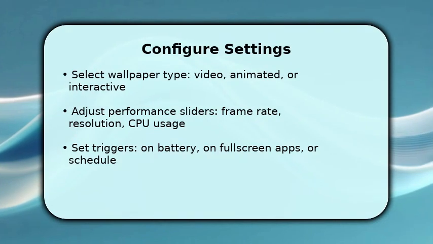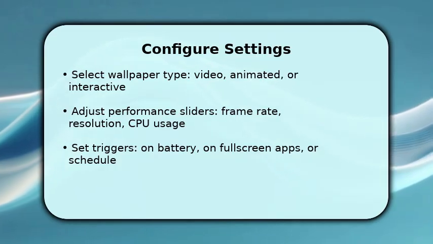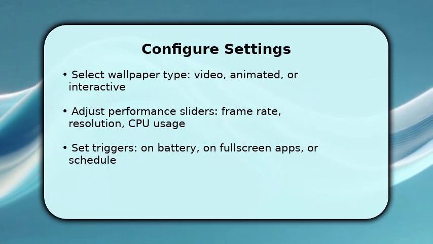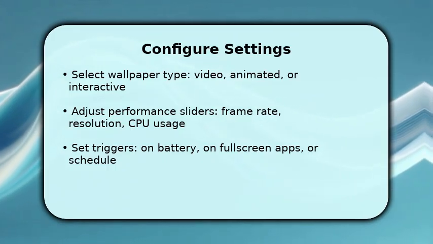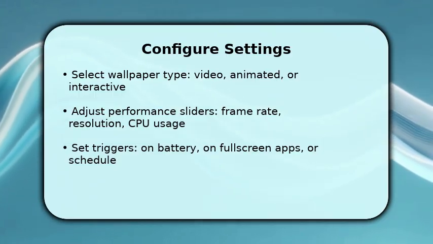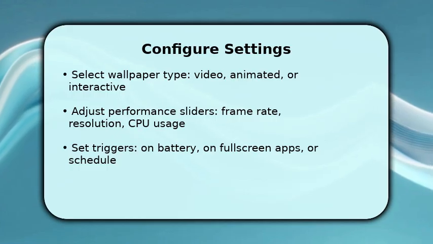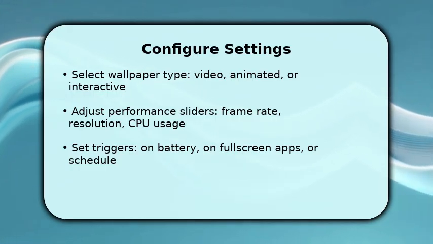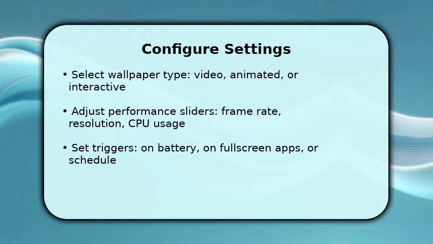Once done installing, open the app and pick the wallpaper type: video for motion, animated for particle or code-driven scenes, interactive for mouse reactive effects, because each impacts resources differently. Make sure to lower frame rate or resolution if you prioritize battery life. Change performance sliders to cap CPU or GPU usage.